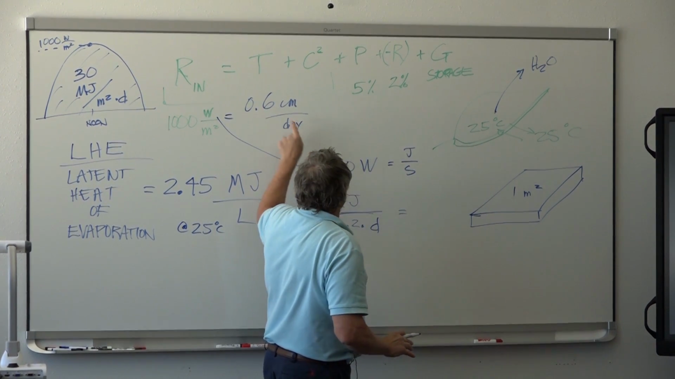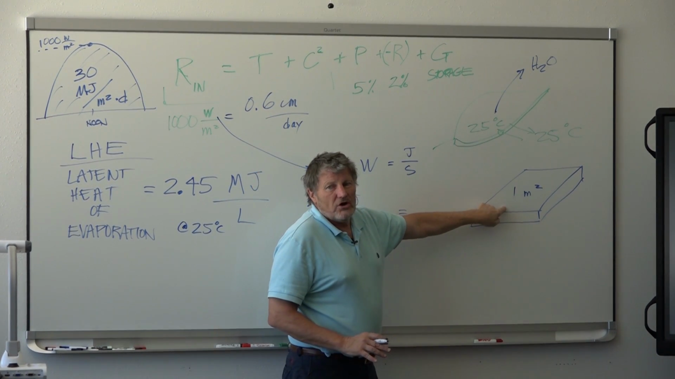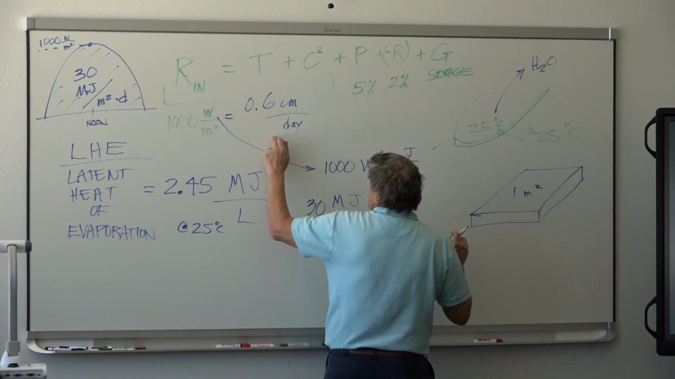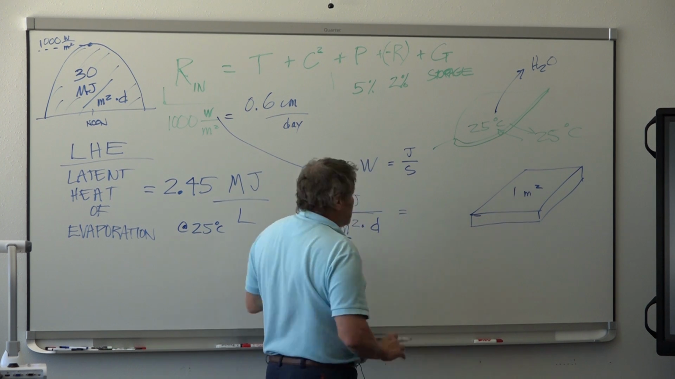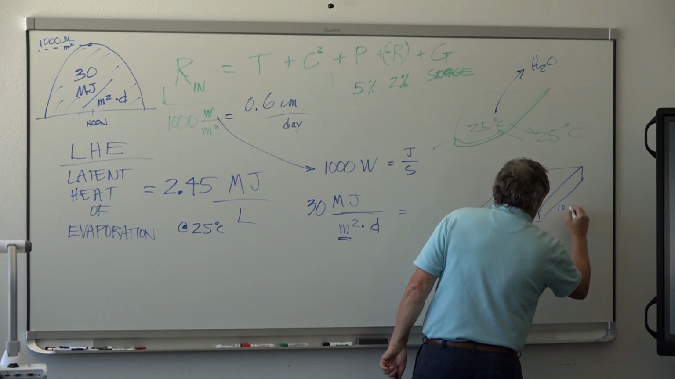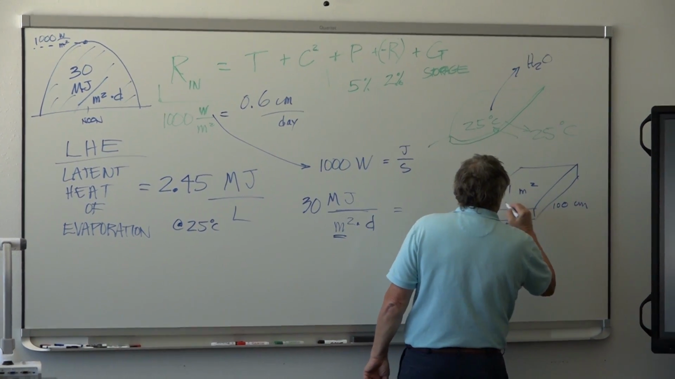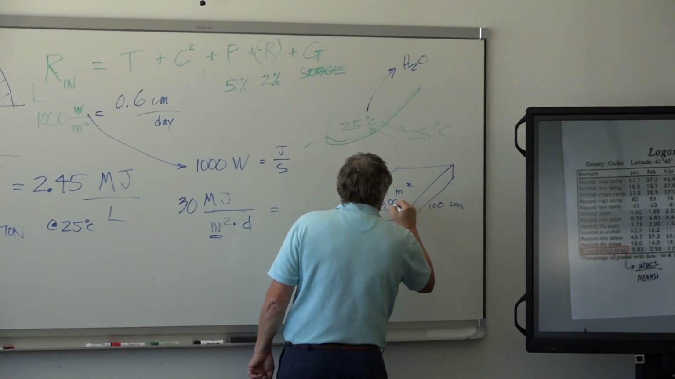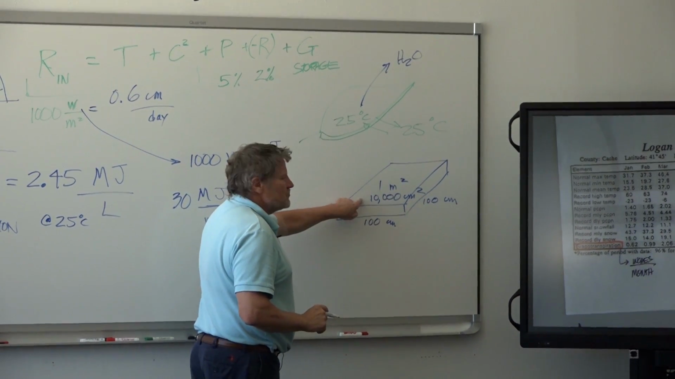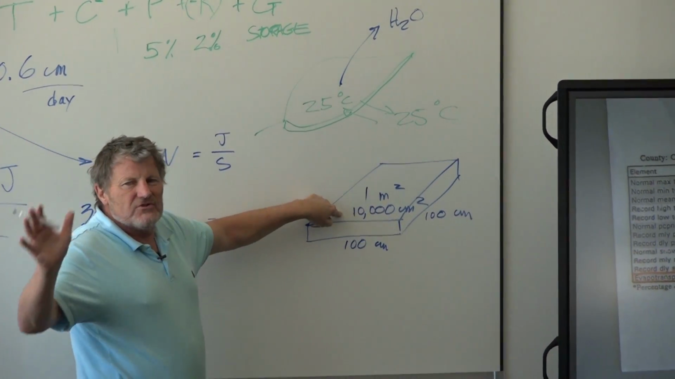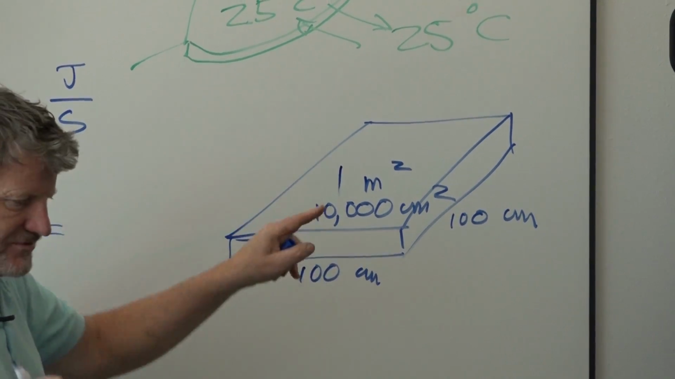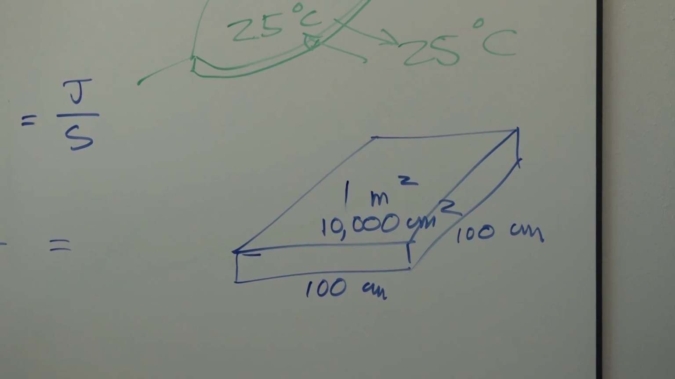If we evaporate 0.6 centimeters of water, how many liters is that? To put the liters equal, so this is 100 centimeters. This is 100 centimeters. So 1 meter squared is 10,000 centimeters squared. 10 to the fourth. This trips people up a lot because so much stuff is 10 to the third, everything's multiples of 10 to the third. This one is not. This is 10 to the fourth because it's 100 times 100.